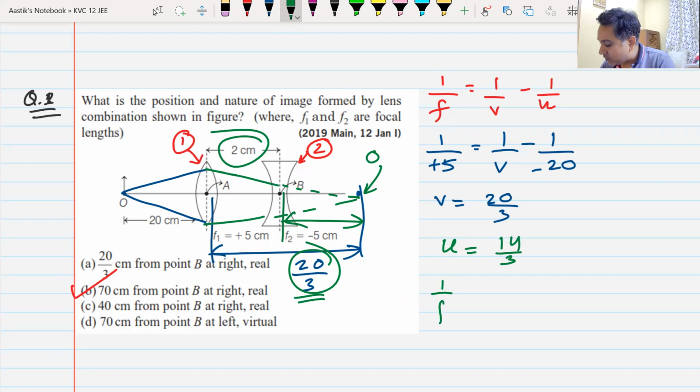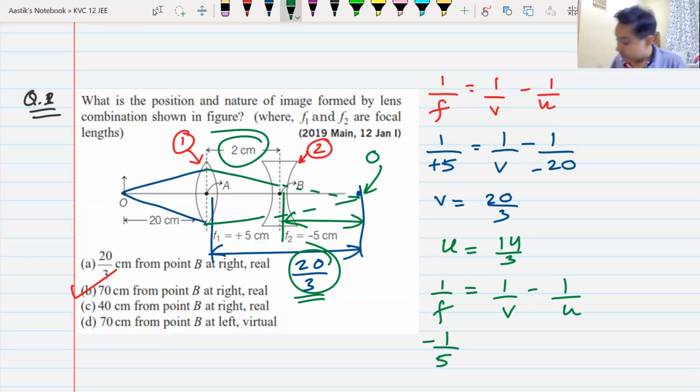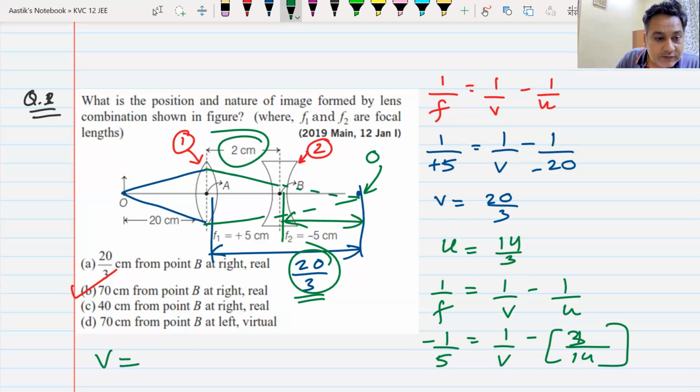Well done. So again, I put the formula 1 by f is equal to 1 by v minus 1 by u, still a lens. What is the focal length of this lens? Minus 1 by 5. Focal length is the same. So minus 1 by 5 is equal to 1 by v minus 1 by u. U is 3 by 14 positive. From here, you shall get the value of v, and the value of v that you are going to get is plus 70 centimeters behind the lens.